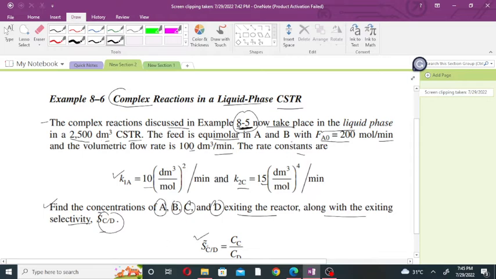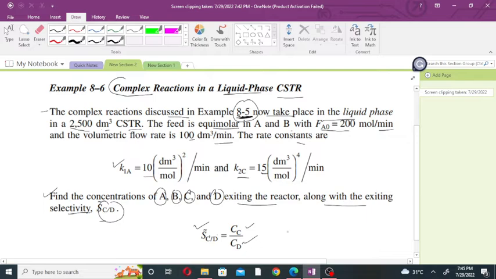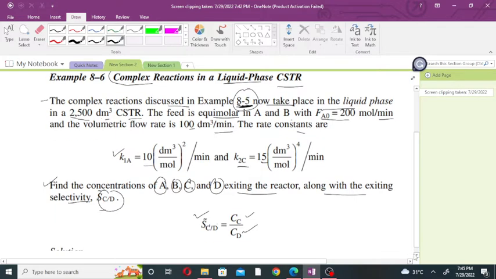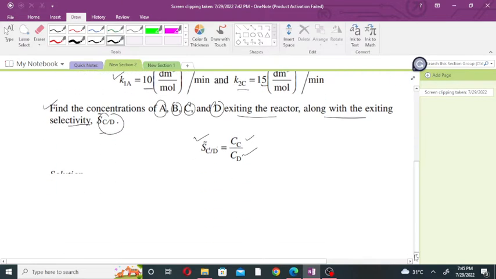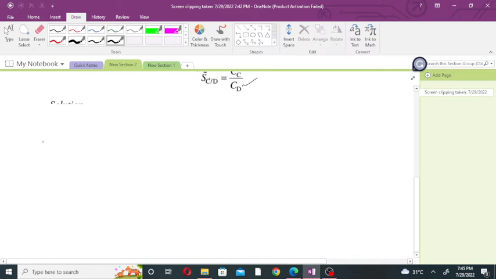The selectivity of component C with respect to component D is equal to the concentration of component C leaving the CSTR divided by the concentration of component D leaving the CSTR. So, this is a CSTR, this is the stirrer. Component A and component B enter the CSTR. They react with each other and give us C plus D. Along with C and D, there is also component A and component B leaving.